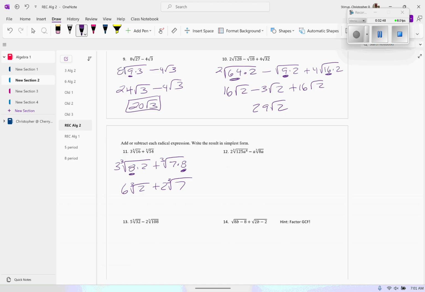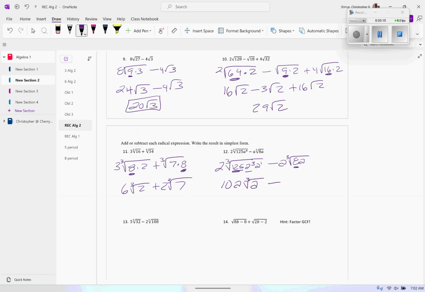Number 12. I'm looking for, let's see, I need to break that up a little bit. 125 is a perfect cube. And then a to the third, a to the first. And then minus 8, or a, 3. All right, so third root of 125 is 5. 5 times 2 is 10. Third root of a to the third is a. So I get 10a third root of a.